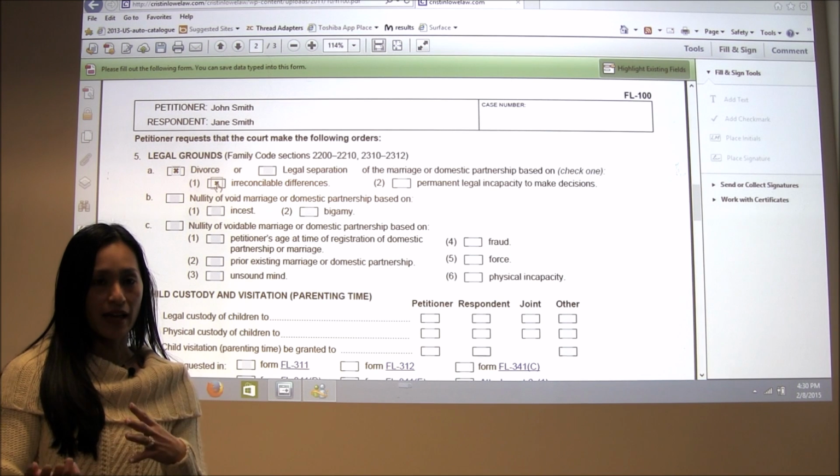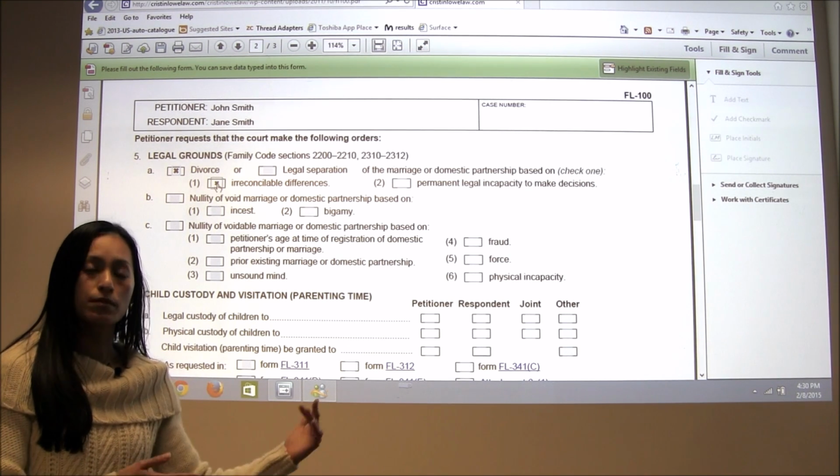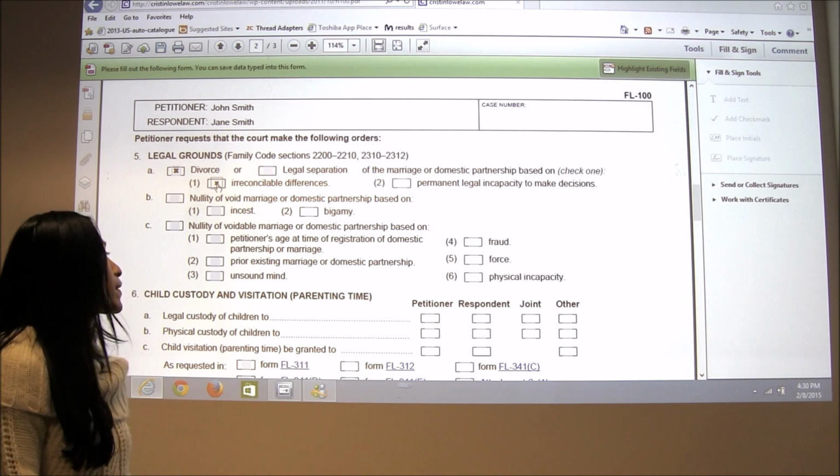So unlike a legal separation where you can't remarry, a divorce makes you single again, so you are legally able to remarry.